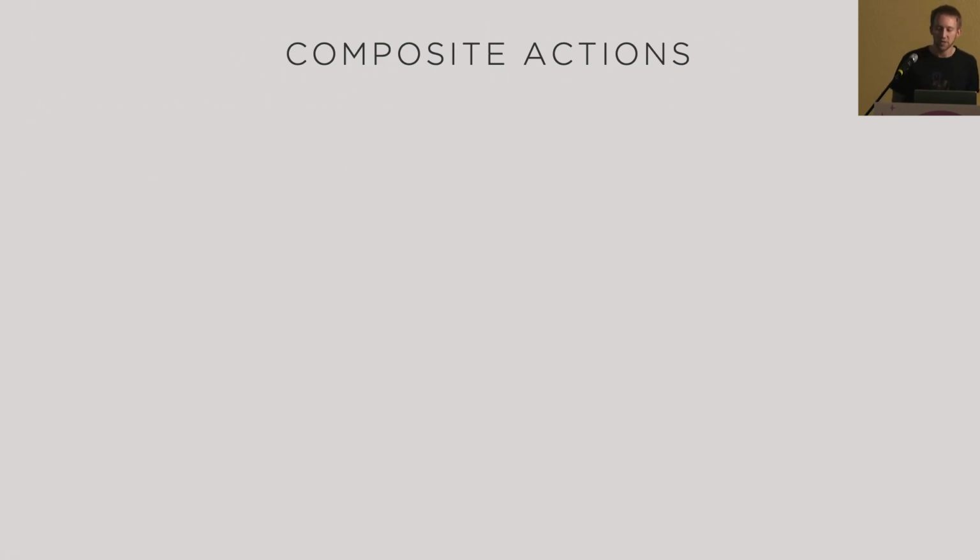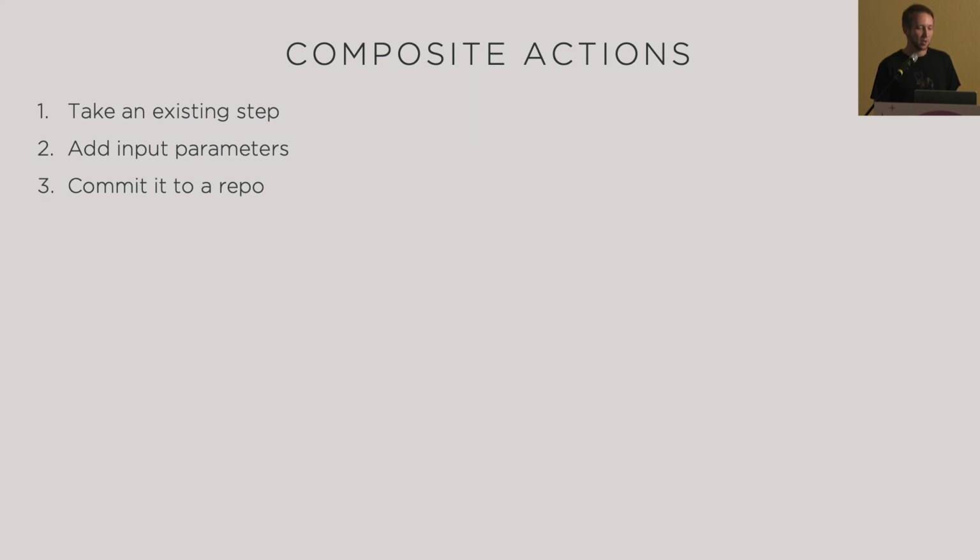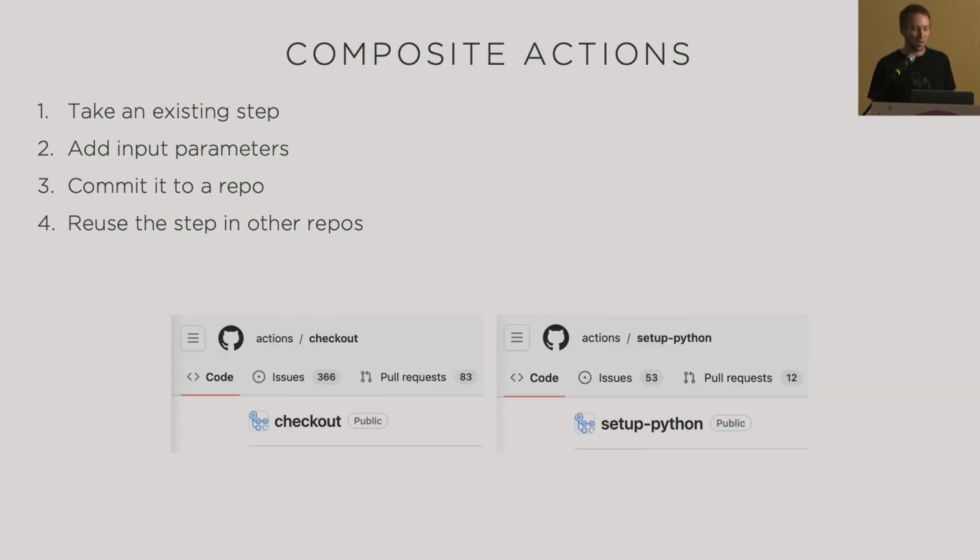But in some cases, you don't actually want to reuse the entire workflow. You'd like to reuse a single step, and there's an answer for that too, which is called the composite action. With a composite action, we start with an existing step, and we add some input parameters to it. We commit that to a repository, and then we can reuse that step in our other repositories. If you've ever used actions/checkout or actions/setup-python or any of these other setup actions, these are composite actions. It's basically a bundle of code that somebody has packaged up and made available to you so you can run it as a step.